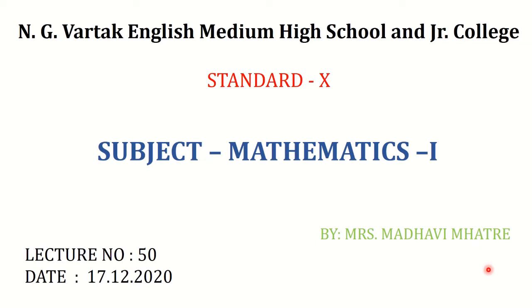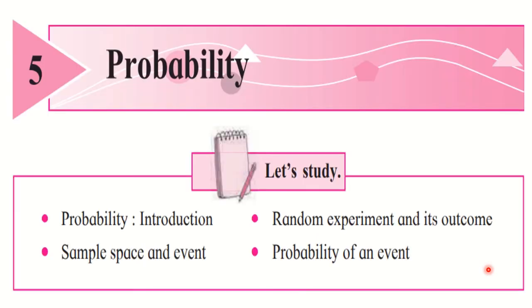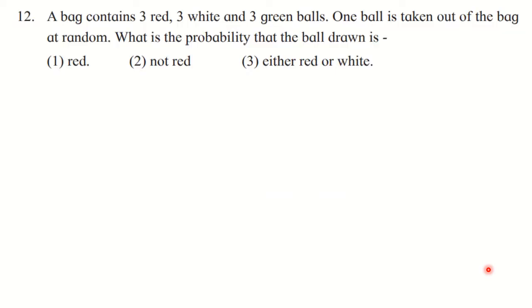We are studying chapter number 5, that is probability. We have started with the problem set, and from that we have completed 11 sums. Now I am moving towards the 12th problem. So let us see problem number 12.